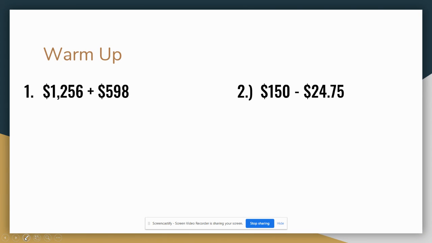So on this slide, we're going to continue to practice our warm-ups. If you're at home, I would ask you to grab a piece of paper and solve these on paper. If you're in the classroom, you can just grab out your warm-up sheet and solve these two problems. I'm going to pause the video right now for you to solve them on your own.